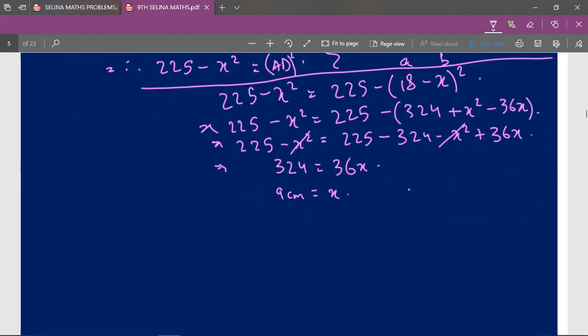And all we do is, the 36 from the RHS comes to LHS and gets divided by 324. And 36 nines are 324. So therefore, 9 centimeters is equal to x.